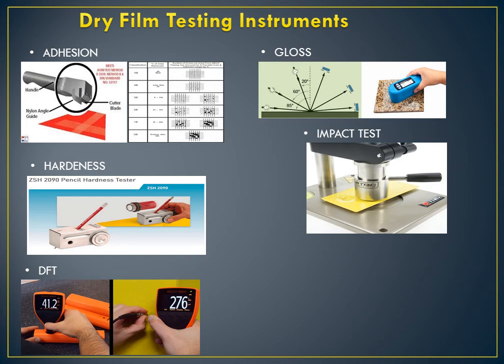Then impact test. To check the flexibility of the paint film, we apply the paint on a panel, and the panel is kept here between two plates, and we apply some force. We check how the coating behaves after impact, whether your coating is going to crack or not.